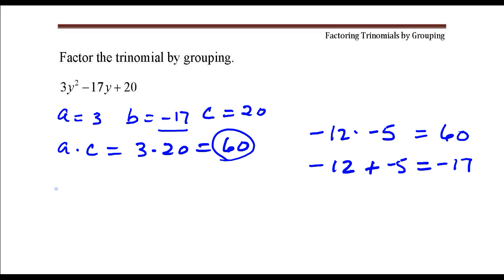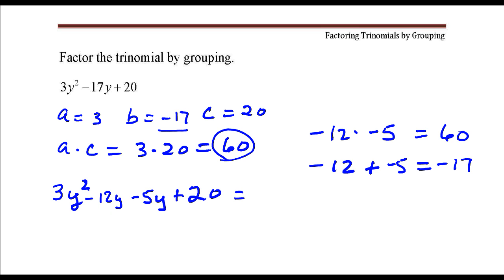Next, I'm going to write the first term of the trinomial out and the last term of the trinomial. I leave some space. So instead of me writing negative 17y, I'm going to use these two numbers to do that. Minus 12y minus 5y. Still is negative 17y, but just written in a different way.